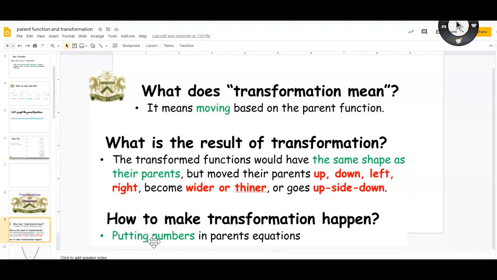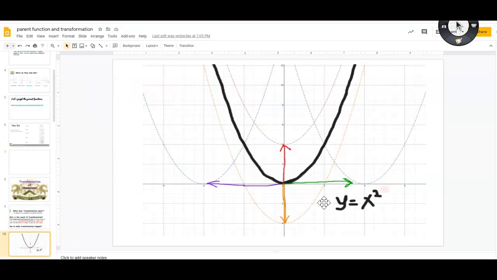If you put numbers in the parent equation, the corresponding picture is going to change, and that kind of change is called transformation. So let's look at the pictures. So here for the black part, it is the parent function y equals x squared. Let's take it as an example.